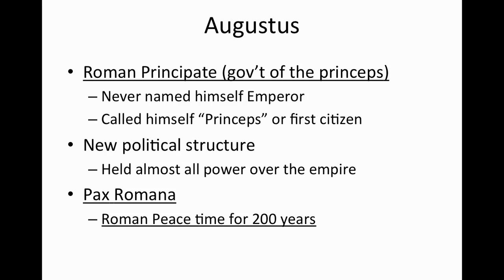Caesar and then obviously Augustus, right? Augustus did not call himself emperor. He called himself the princeps, or first citizen. And that's important. He didn't want to look like he was dominating the political spectrum. But he did hold almost all of the power over the empire. But there was a lot of success. During and after his reign, it was known as the Pax Romana period. A lot of peace, a lot of prosperity.